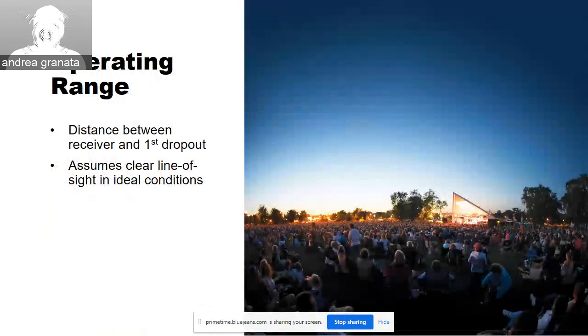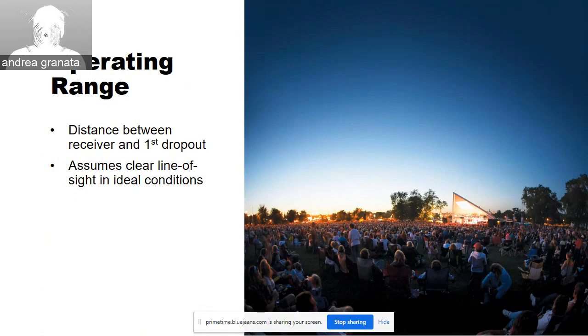Before we go more into details on frequency coordination, I'd like to give you a definition of operating range. What is the operating range of a wireless device? It's the distance between a receiver and the first point where it starts dropping out. In my experience at Shure, I've been asked many times, okay, what is the operating range of this type of wireless system? I usually do not have an answer. I can state, okay, under ideal conditions, or we tested it and it goes up to a certain number of meters.